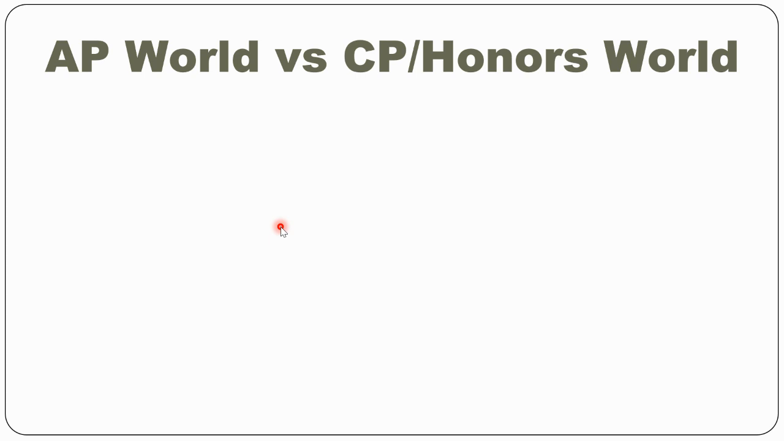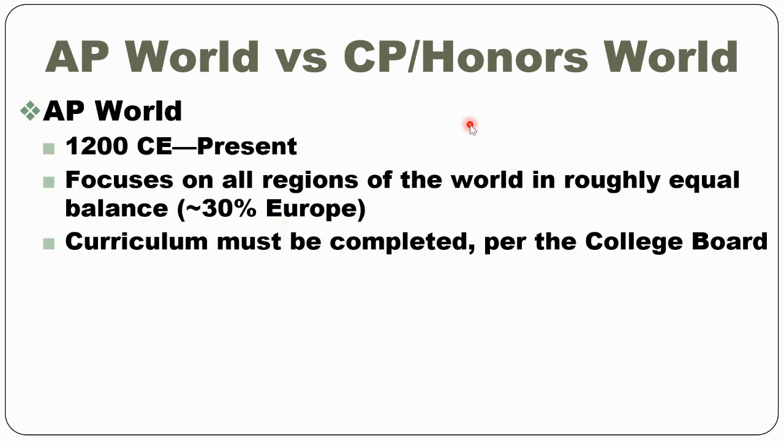The last thing is, what is AP World versus the traditional course, either CP or honors? AP World is 1200 to present. It focuses on all regions of the world in roughly equal balance. The course is meant to be no more than 30% Europe, and in reality, it's probably closer to 20. Because we are preparing you for the AP exam, we have to finish the curriculum. We will get to basically present day.